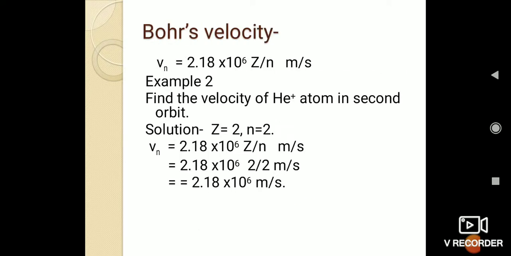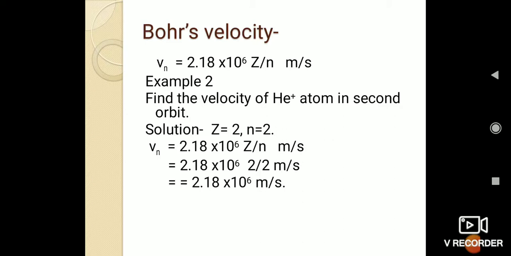Now let us move to the next topic, Bohr's velocity. The formula is v equals 2.18 into 10 to the power 6 Z by n meter per second, where Z is the atomic number and n is the number of the orbit. Let us solve an example: find the velocity of He+ atom in the second orbit. Here we have taken a different atom, helium, but He+, because Bohr's model is applicable to single electron species.